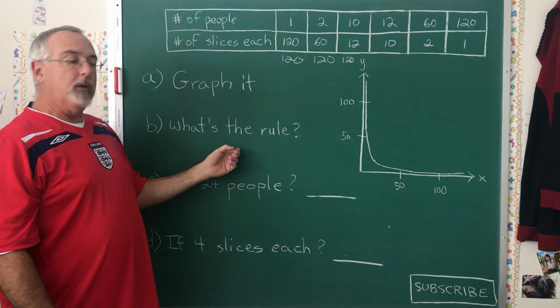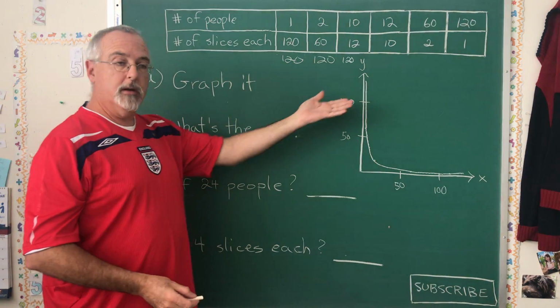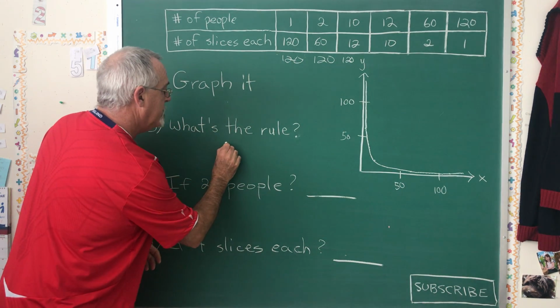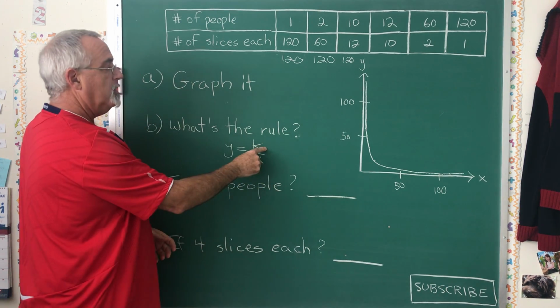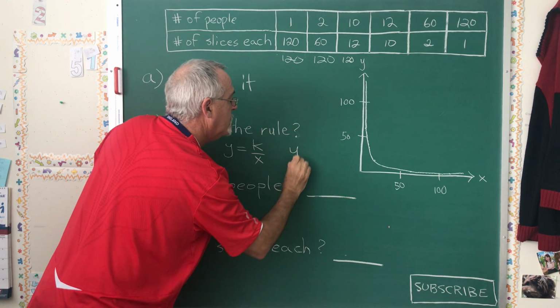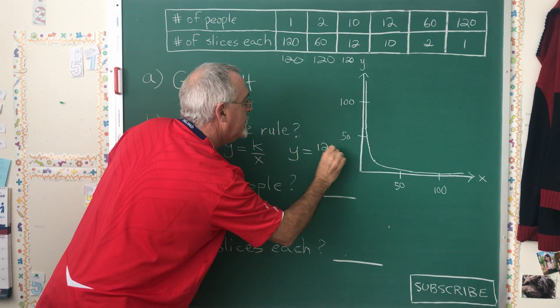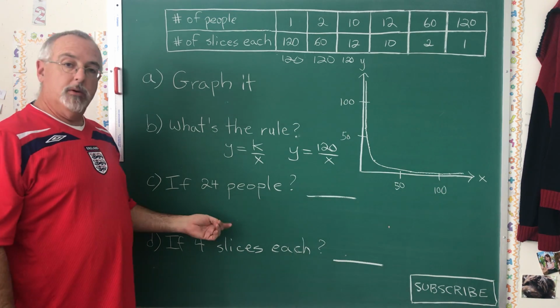What's the rule? Well, this is very easy to do when you've already done the constant product test because the rule of an inverse function is y equals k over x. And k will be the number you get when you do these multiplications. So our function is y equals 120 over x. Now we can start answering questions.